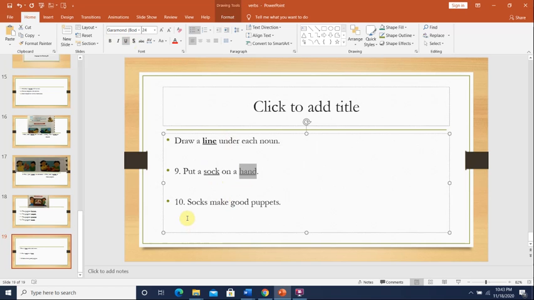Number 10, socks make good puppets. Socks here, this is also a noun, but plural noun because there's an S that shows more than one. Okay, socks are nouns because it's a thing. Make good puppets. Puppets is also a noun and it's also plural. It also means more than one. How do you know that this is more than one? Because of the S. S in socks and S in puppets. Okay? Hope today's lesson was easy.